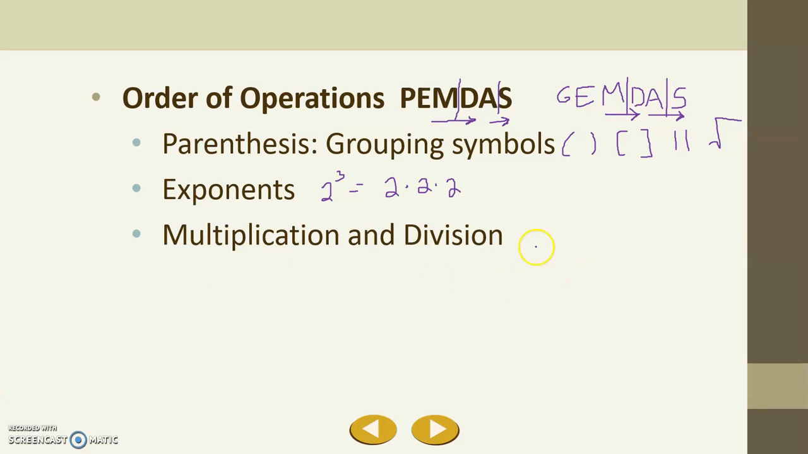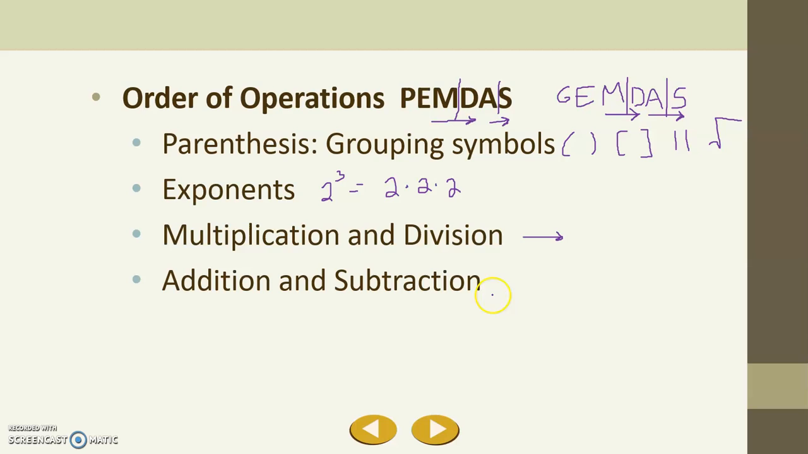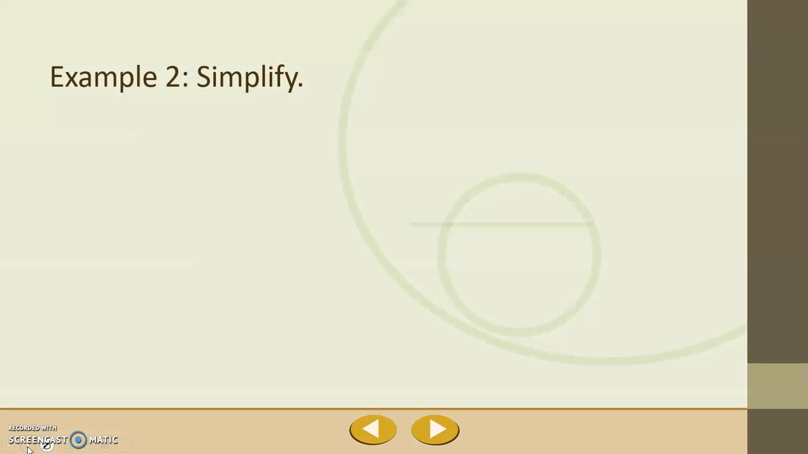We do multiplication and division at the same time from left to right, and addition and subtraction at the same time, left to right. It is really important that you follow this order of operations to make sure that you are getting a correct and useful answer. All right, so let's take a look.